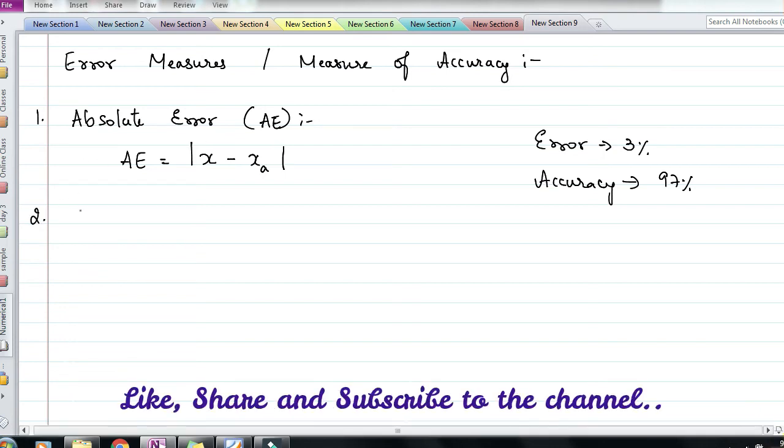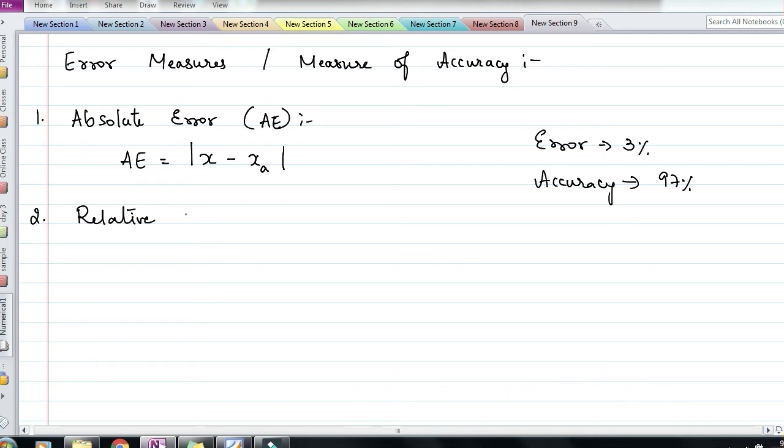Next is relative error. Relative error is when we need to know for what base that error has occurred. So I will write it as RE. Relative error is x minus xa divided by the original value. Actual value minus approximated value divided by the original value. So this is relative error. We can also write it as absolute error divided by actual value.